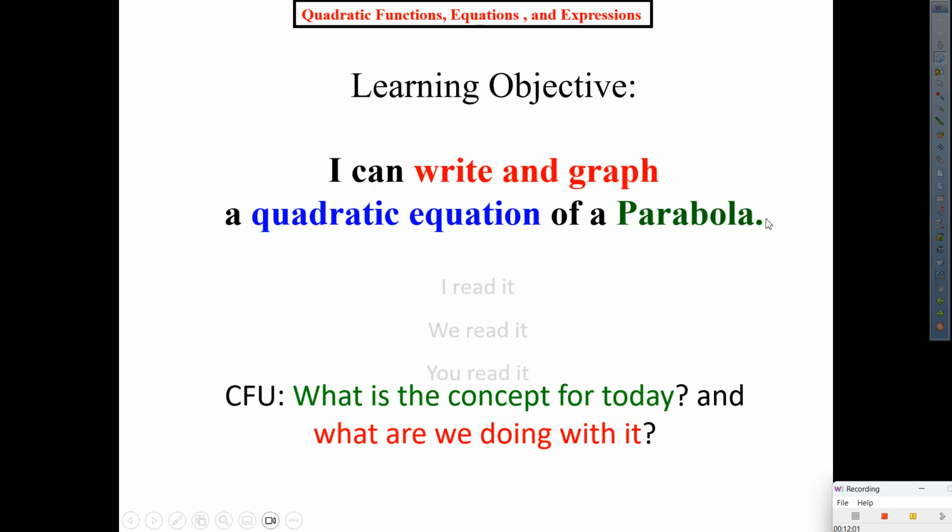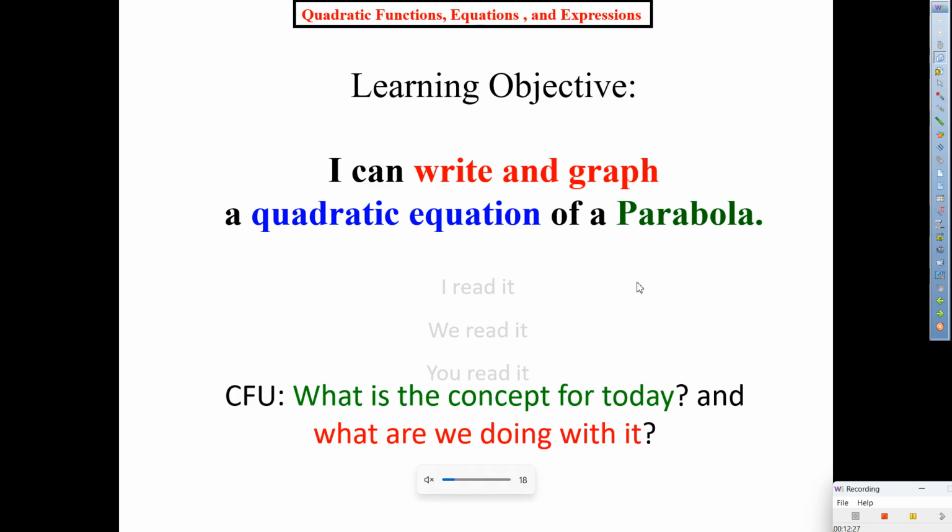All right. So, get a Cornell note going, please. I can write and graph a quadratic equation of a parabola. Here, Cornell note going. Give you some time. Go. All right, here we go.